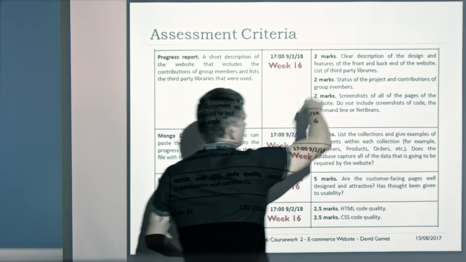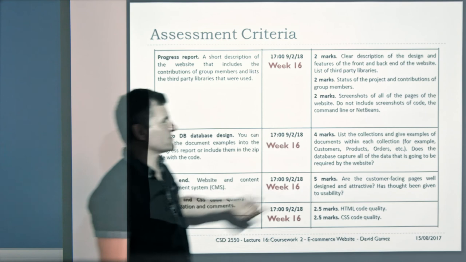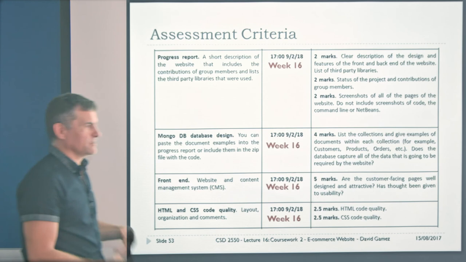spreadsheet. Then we've got the database design. As I said, I'll explain exactly what I'm expecting you to submit in a later lecture. But basically, you've got to list the collections and give examples of documents within each collection. And you'll be marked on whether the database captures the data that's going to be required by the website. So if it's a competent database design, you can get the full marks there.